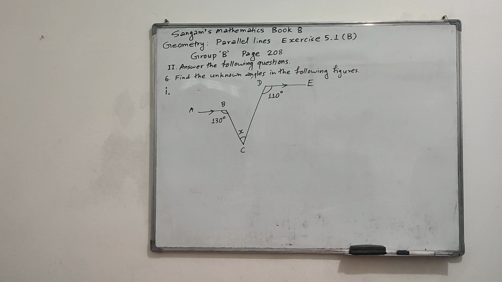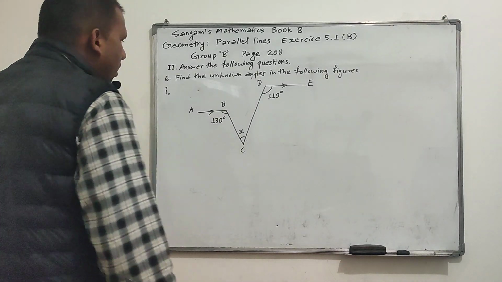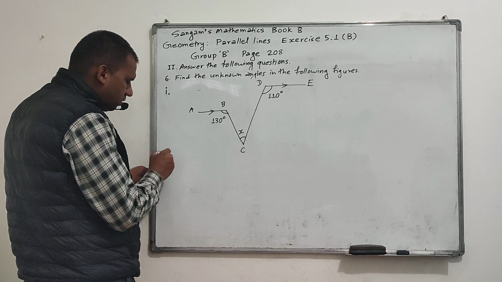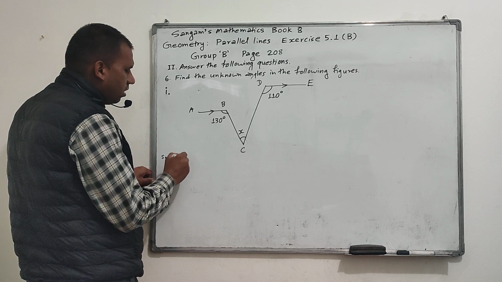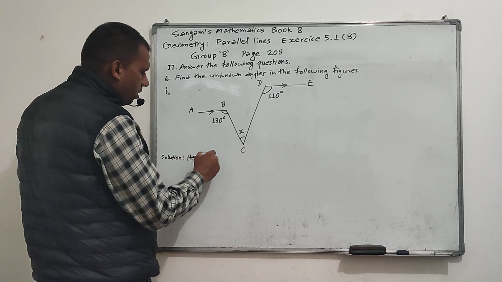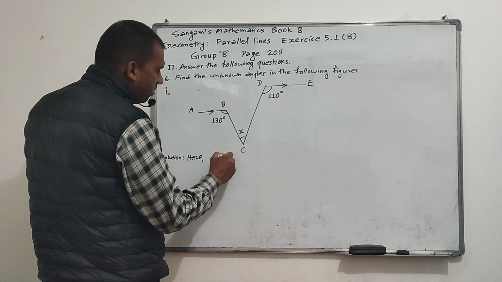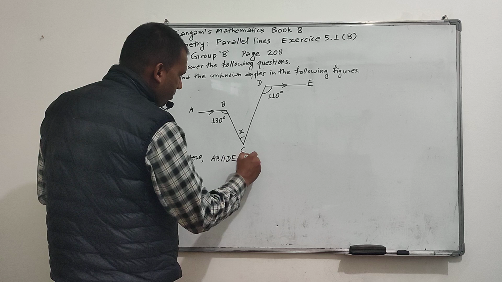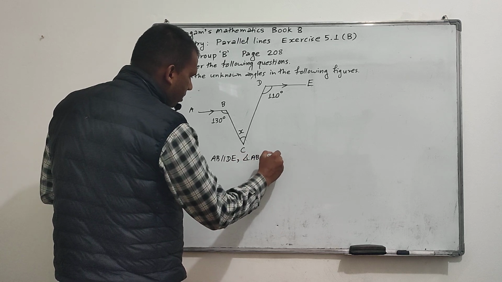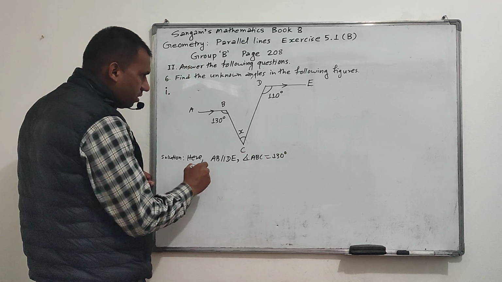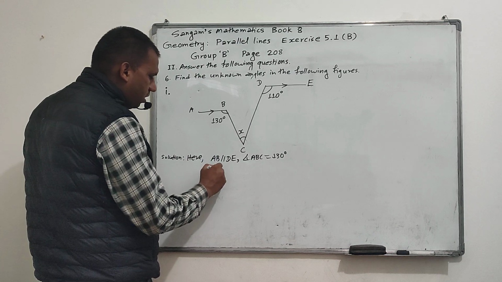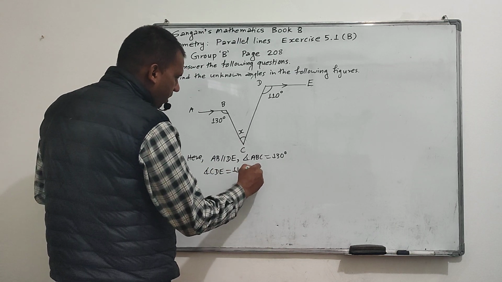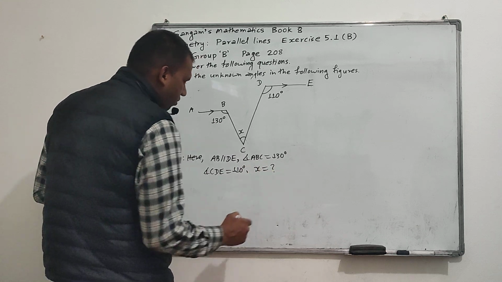Okay, students. Now next question 6I. In this figure, we have to find the value of x. Now let us do the solution. Here AB is parallel to DE, angle ABC is 130 degrees, angle CDE is equal to 110 degrees. We have to find the value of x.